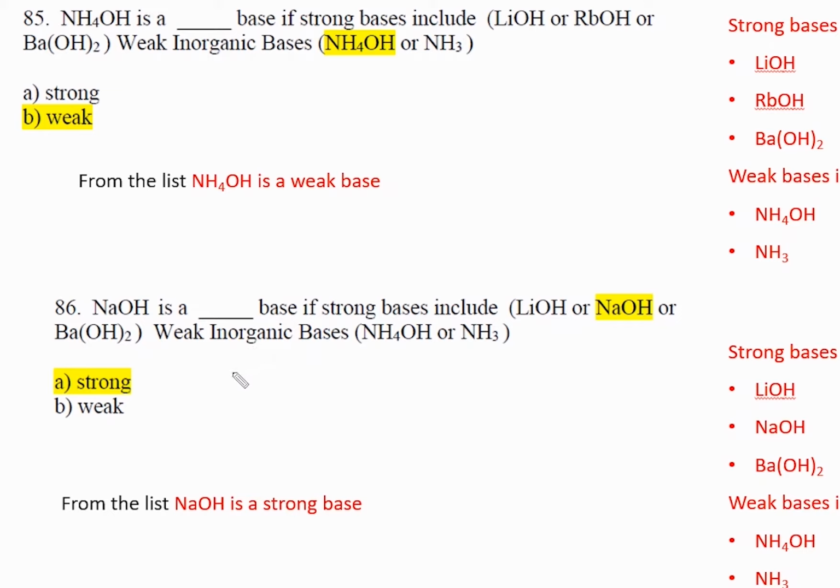Question 86. Sodium hydroxide is a dash base. So the strong bases we have are lithium hydroxide, sodium hydroxide, barium hydroxide. The weak bases, ammonium hydroxide and ammonia. So sodium hydroxide is listed as a strong base. So we're going to take option A as a strong base.